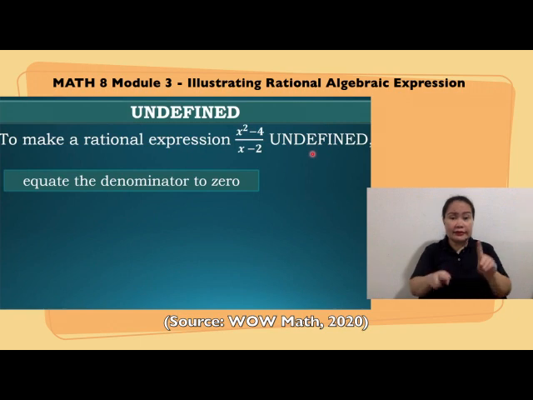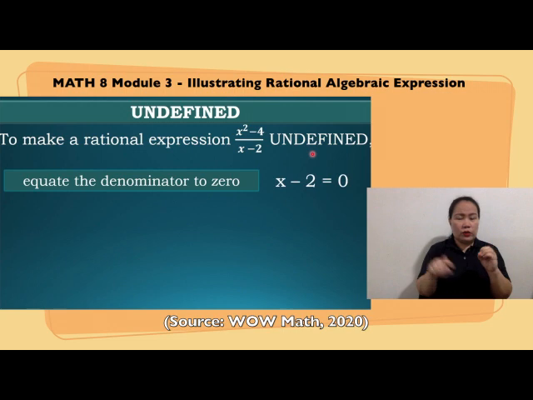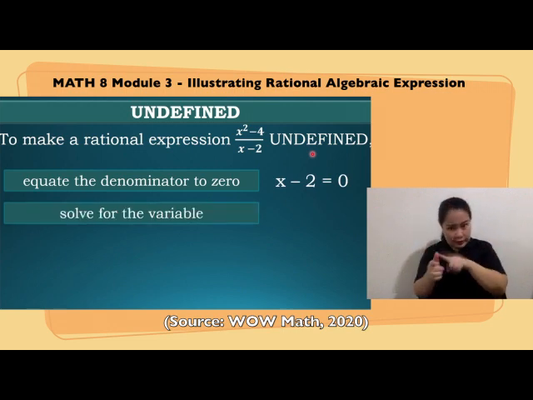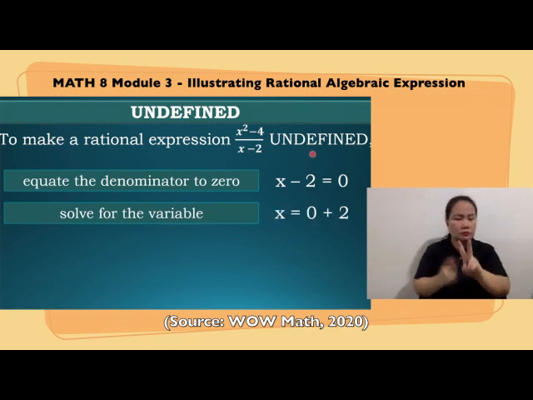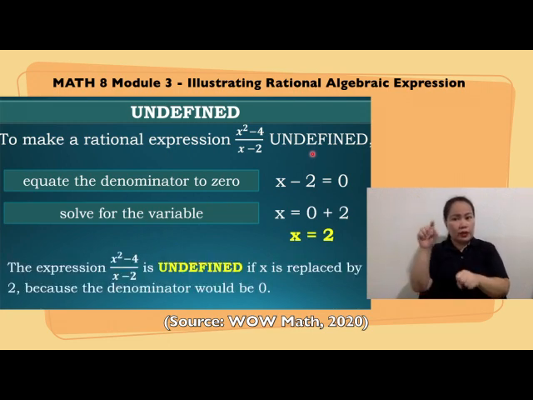Another example. So, I have here x squared minus 4 all over x minus 2. So, again, our first step, equate the denominator to 0. So, that is x minus 2 equals 0. Solve for the variable. So, we will transpose negative 2. So, that is x is equal to 0 plus 2. So, that is x is equal to 2. So, therefore, the expression x squared minus 4 all over x minus 2 is undefined if x is replaced by 2 because the denominator would be 0.